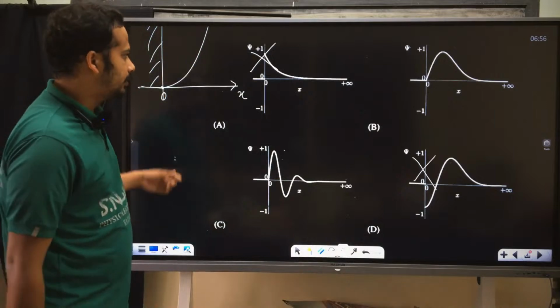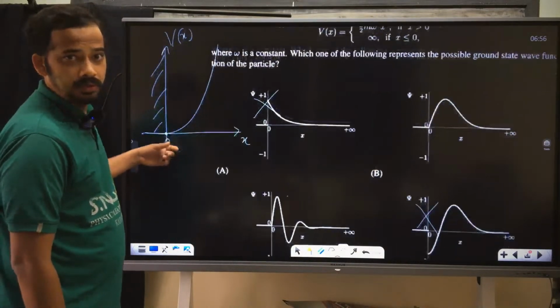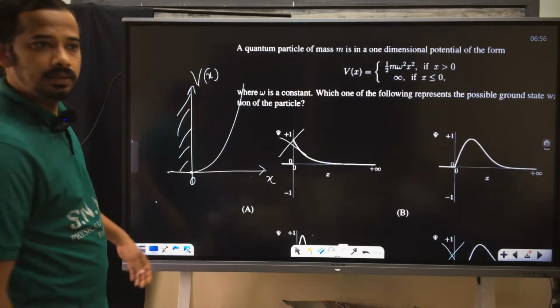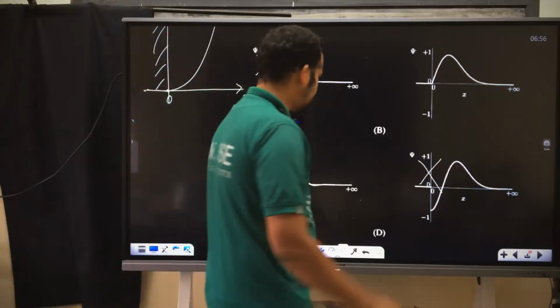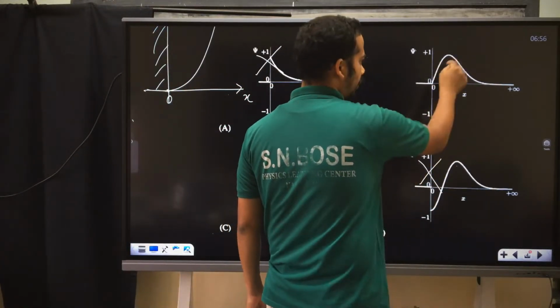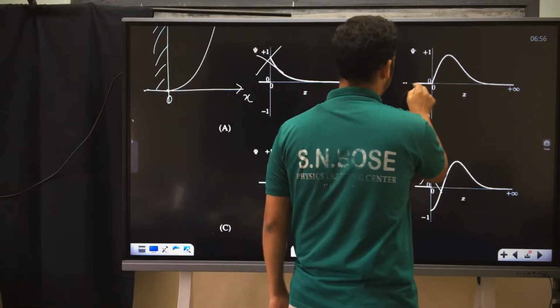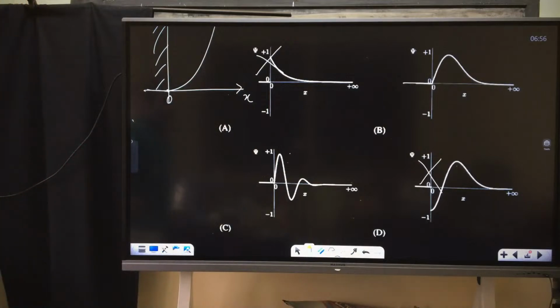Let us see what he is asking. Which one of the following represents a possible ground state? Ground state means for this one, what is the minimum first state? That is the n equal to 1 state. That n equal to 1 state looks like this for the full harmonic oscillator, but for the half harmonic oscillator, it is 0 here. Any question on this one? Anyone on Google Meet?